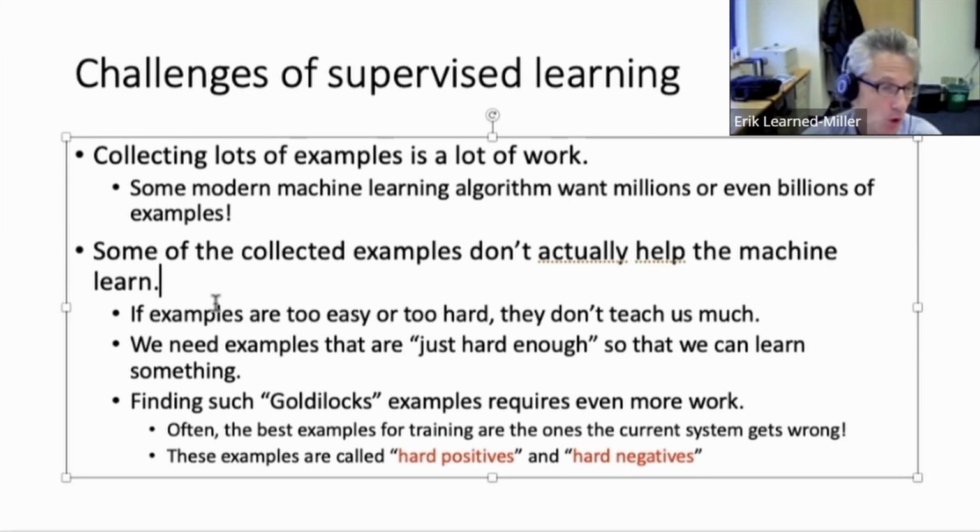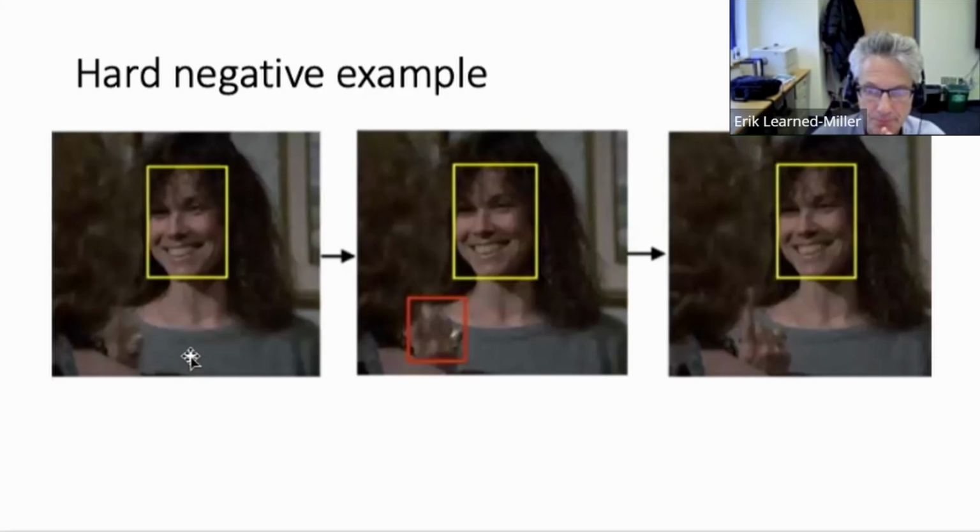I'm going to be talking about these hard examples that are useful in machine learning, and they're called hard positives or hard negatives, depending. A hard positive is an example of a face, which is why it's called a positive, that the current algorithm you have gets wrong. The algorithm might say it's not a face, but it really is a face. That's called a hard positive. There are also hard negatives, which are things that are not actually faces, but the algorithm says it is a face. Here are some examples of these.